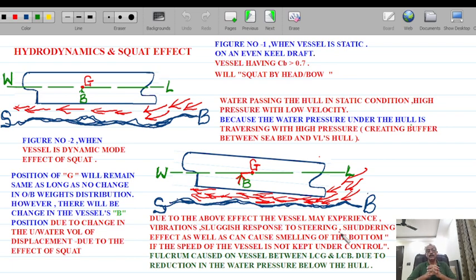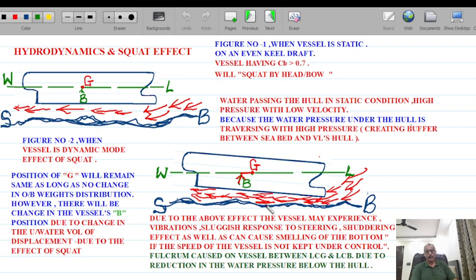So what a cautious or prudent mariner should do is to reduce the speed. More the speed, more the squat. It differs. A vessel with a block coefficient of more than 0.7 will squat by the head or bow, and a vessel which has a block coefficient of less than 0.7 will squat by the stern.